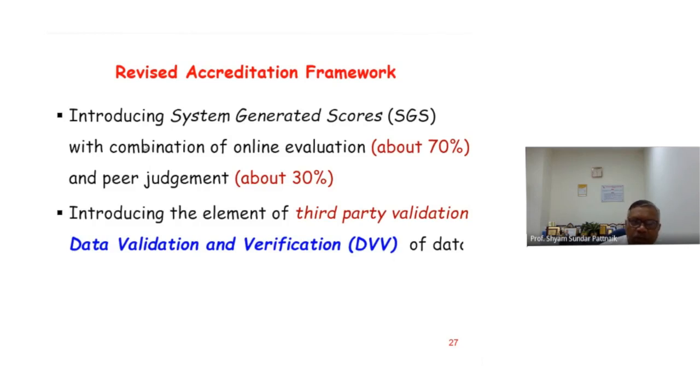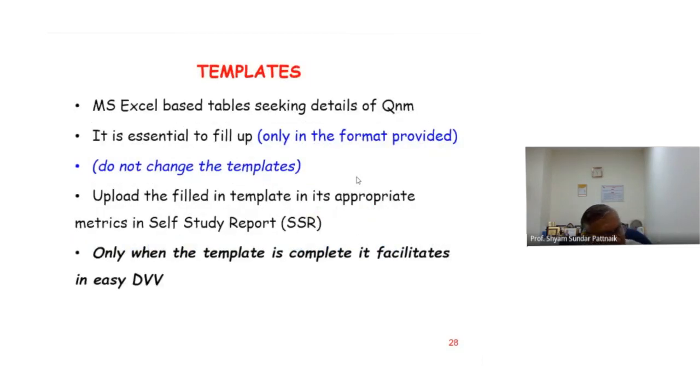So therefore, if you see here, when you put in your SSR, the system will generate a score, and there will be a peer judgment on that. So 30% will be taken from that, and 70% will be from your online evaluations. So that's the way the scoring and the grading will be done. Weightage will be taken from this, and the grading will be done. I'll show you how it is done.